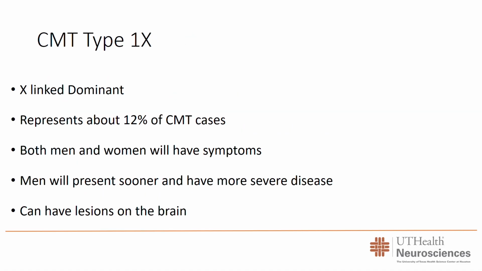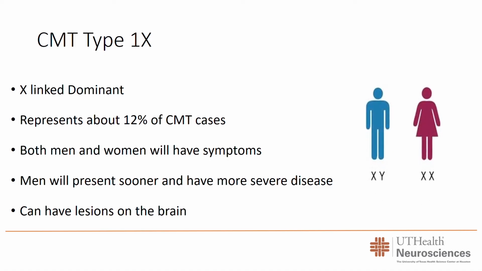Another interesting variant of CMT is CMT type 1X, which is actually X-linked dominant. And it represents about 12% of CMT cases. So both men and women can have symptoms, but because of its X-linked nature, men tend to have more severe disease than women, because men only have one X chromosome as compared to women who have 2. Another very interesting thing about this type of CMT is these patients can also have brain lesions. So this one doesn't just affect the peripheral nervous system, it can affect the central nervous system as well.